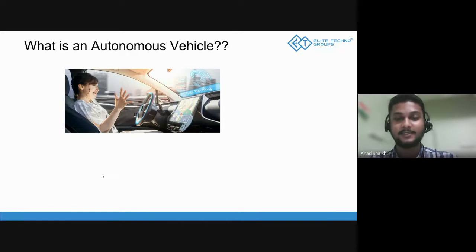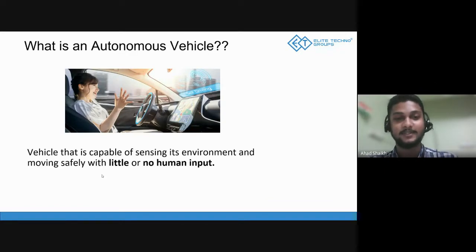Okay, so we'll see what is the definition of autonomous vehicle. A vehicle which is capable of sensing its surroundings or environment, and it moves its passenger very safely without any harm, with little or almost no human input. So the words little and no human input are very much important when it comes to defining the levels of autonomy.